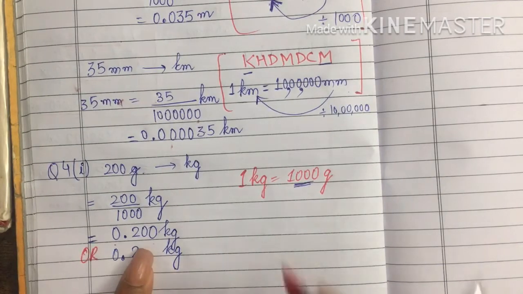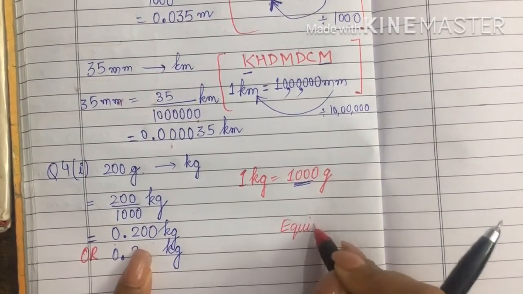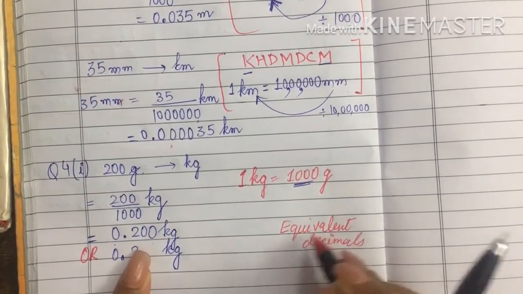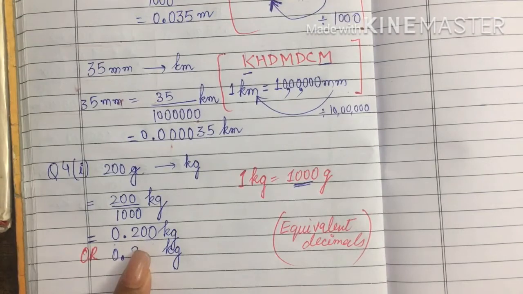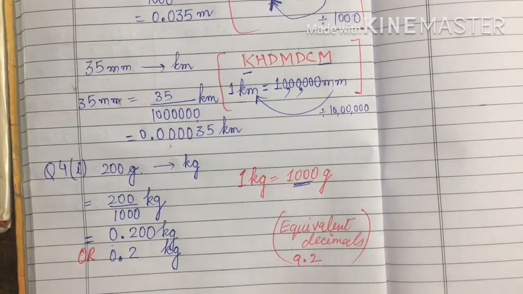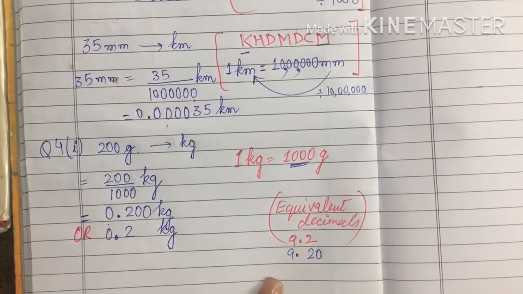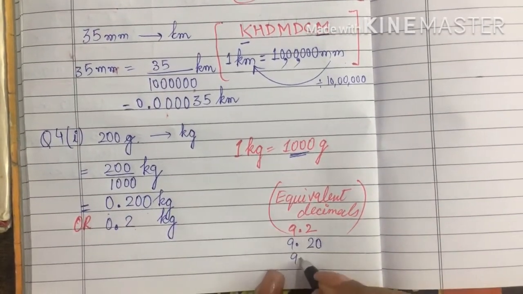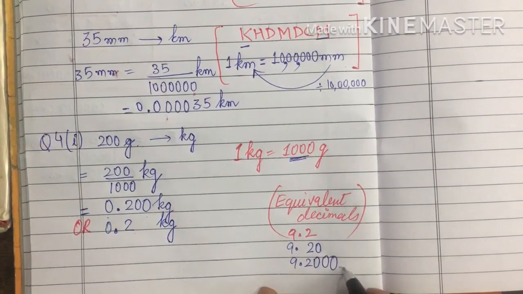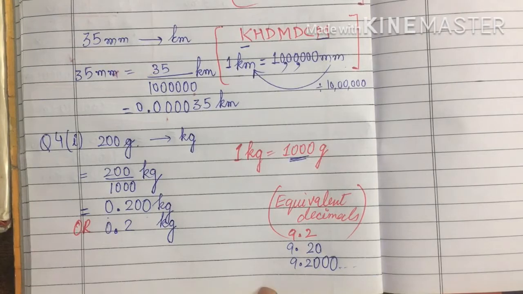And if you remember, this is equivalent decimals. If you don't remember, revise the concept of equivalent decimals. If you have 9.2, it can be written as 9.20. You can put a 0 at the end, or you can put 2 zeros at the end, or you can put 3 zeros at the end. So you can put as many zeros at the end, it will not change the value. And you can do the opposite also.